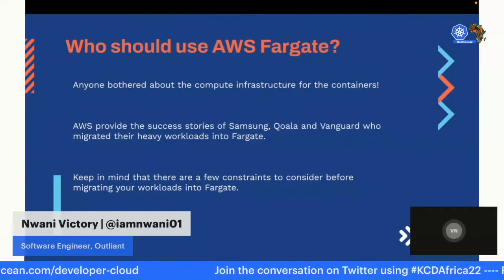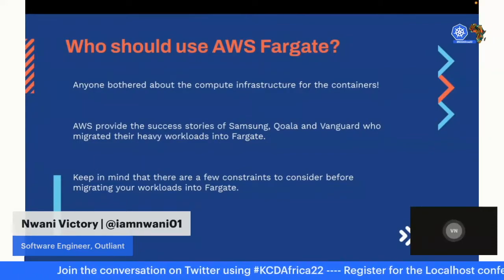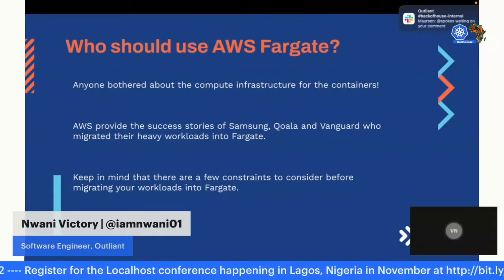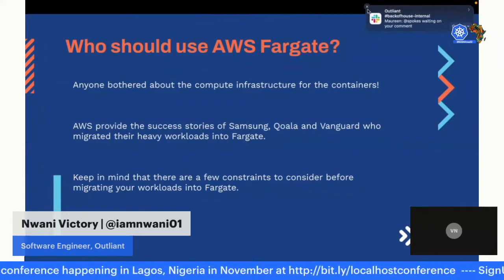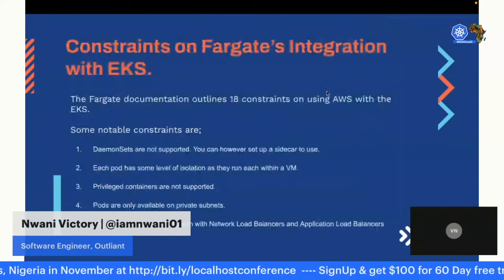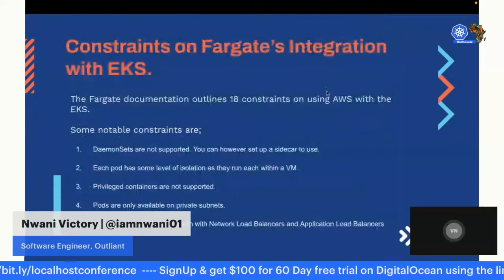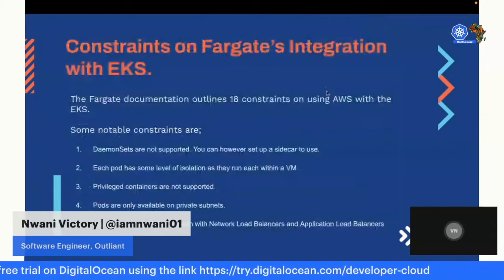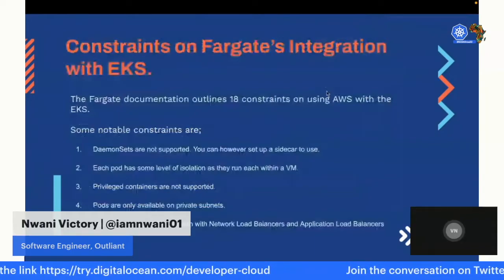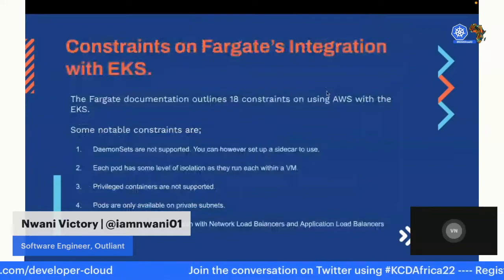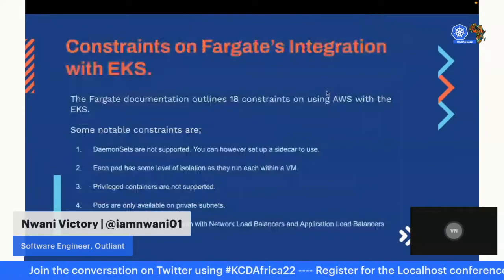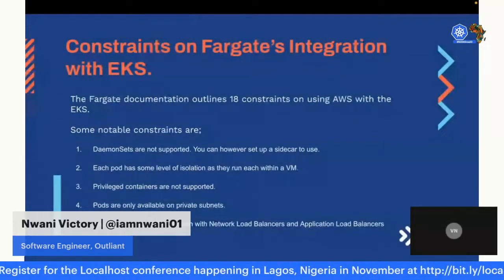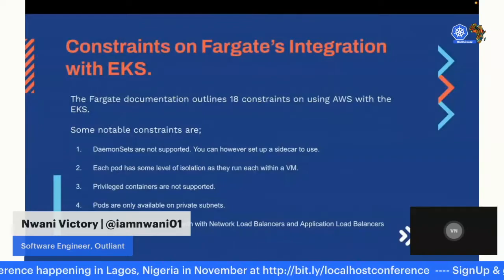But before you move to Fargate, there are several constraints that you should keep in mind, although they are not much. They relate to networking mostly. There are 18 constraints to keep in mind before migrating your workloads into Fargate. But some of the notable constraints are, first, daemon sets are not supported on Fargate. So if you are making use of daemon sets, you should think twice before moving to Fargate. Or you can make use of sidecars for your cluster.